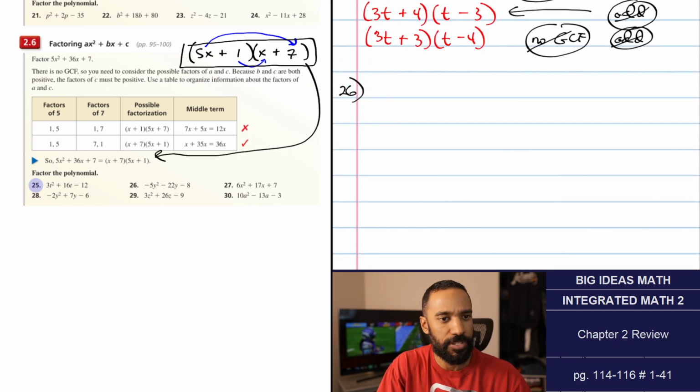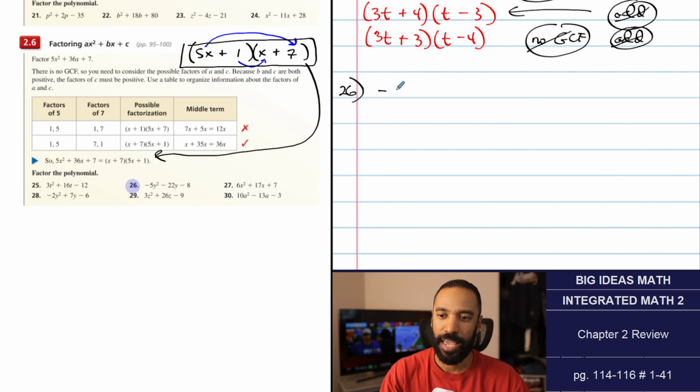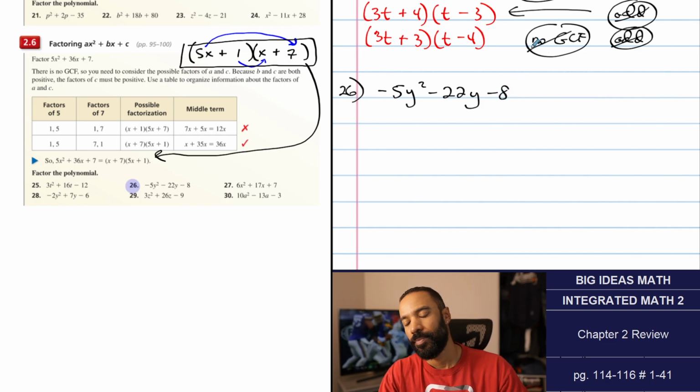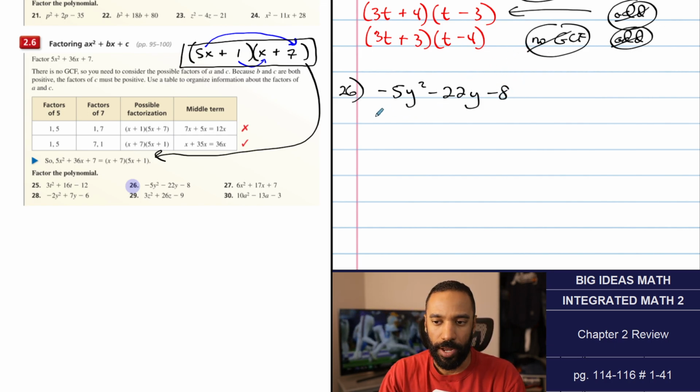There are no GCFs, as I mentioned before. Well, actually, take it back. This one has a GCF of a different ilk. Number 26. Negative 5y squared minus 22y minus 8. Let's factor. Now, for these problems, you do want to factor out the negative of a leading term.